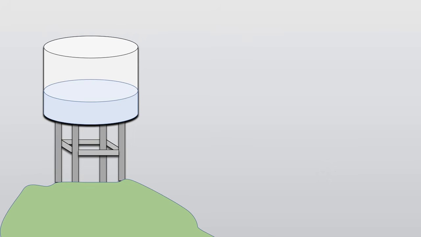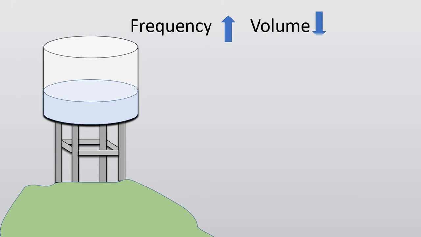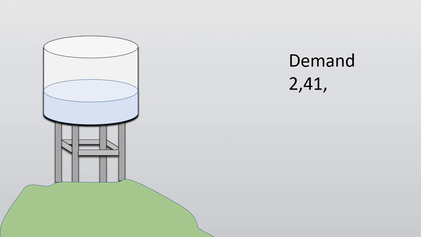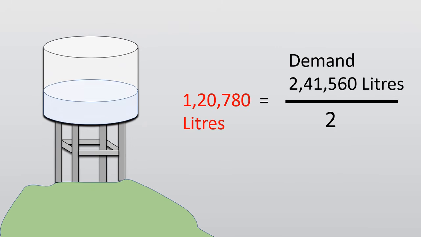By finding demand, we reach one milestone in our design. Now we will find out volume of ESR. This ESR should fulfill demand of village for a day. If we change frequency of water filling in ESR, then ESR capacity can be designed for half or 1/3 of demand. So it will reduce volume of ESR needed and ESR cost will also reduce. If the demand is 2,41,560 liters and we assume filling of ESR 2 times in a day, then ESR volume will be 1,20,780 liters.